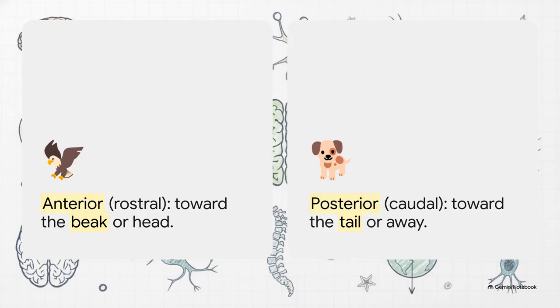First pair, anterior versus posterior. The neat trick here is the literal linguistic translation. Anterior, or rostral, literally means toward the beak, referring to the head end. On the flip side, posterior, or caudal, means toward the tail, referring to the tail end, or away from the front of the face. Beak and tail. It's a perfect binary opposite to file away in your brain.